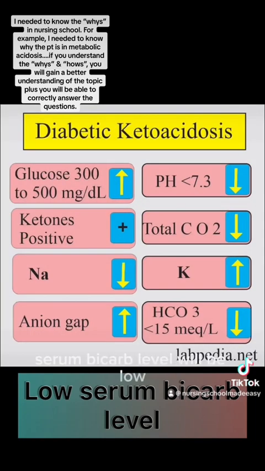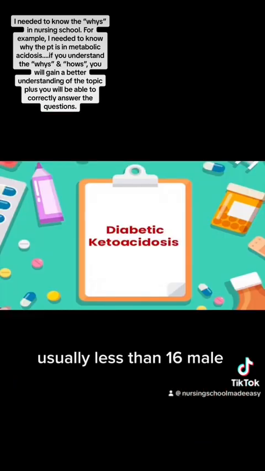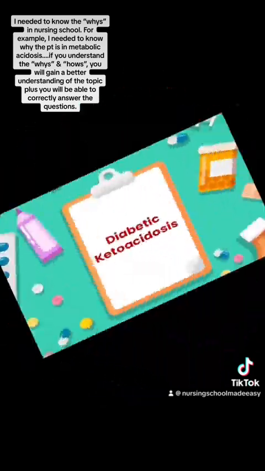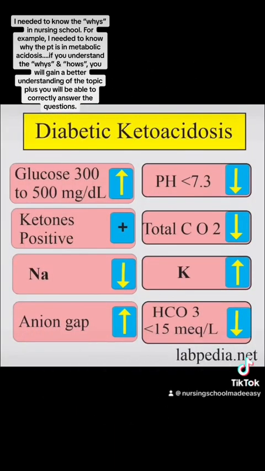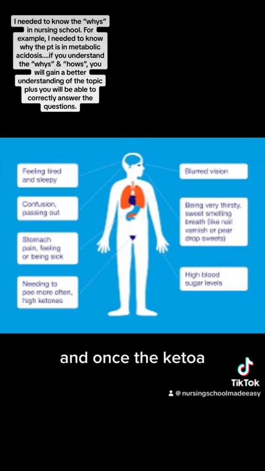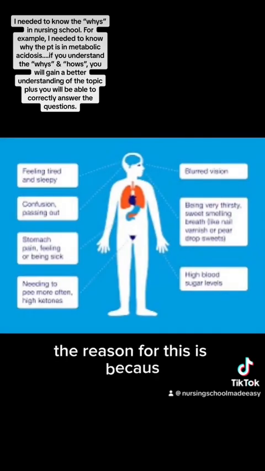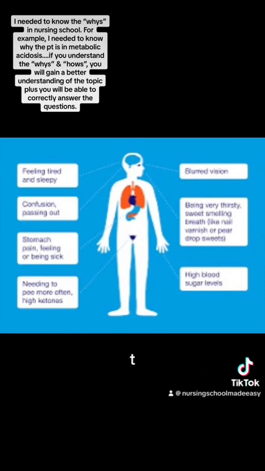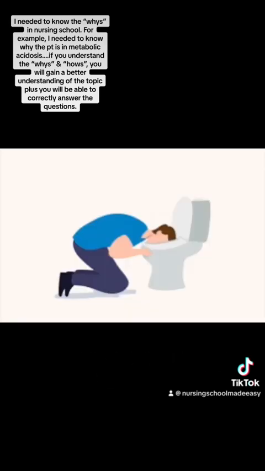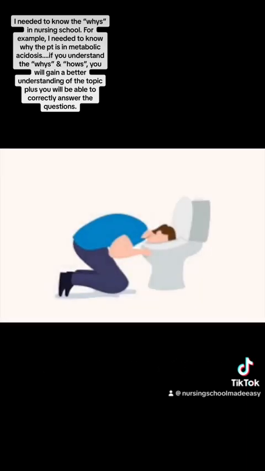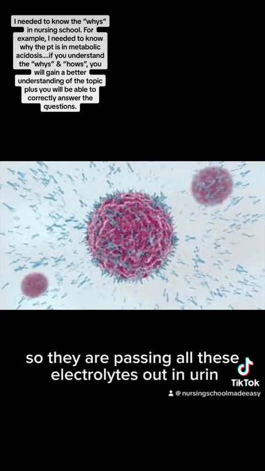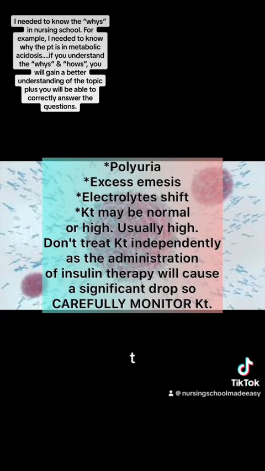Serum bicarb level will be low, usually less than 16 mEq per liter, due to the hyperventilation. Now you're going to have low electrolyte values, such as sodium and potassium, once the ketoacidosis gets real bad. The reason for this is the acidotic state. The patients begin to feel nauseous, and because of this constant nausea, they may vomit, and they are diuresing, so they are passing all these electrolytes out in urine. So you're going to have that, plus there's a shift as well in the electrolyte balance.